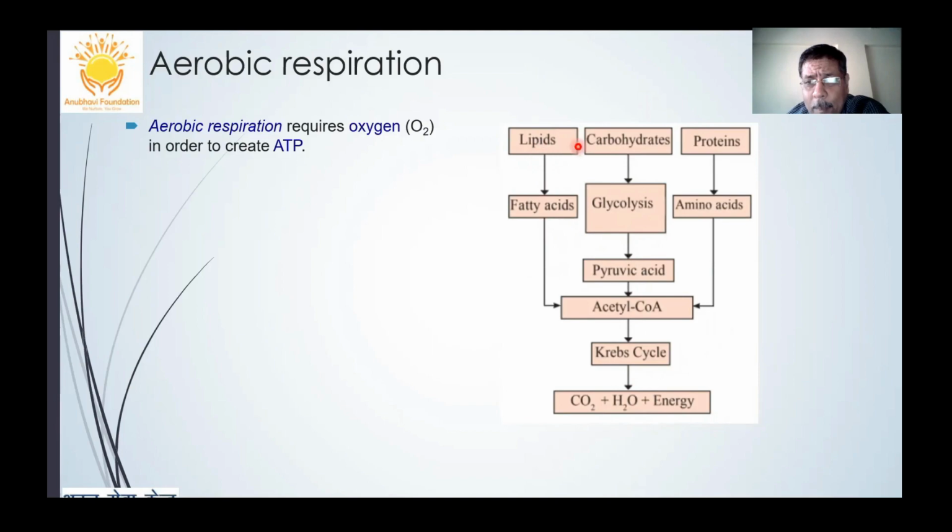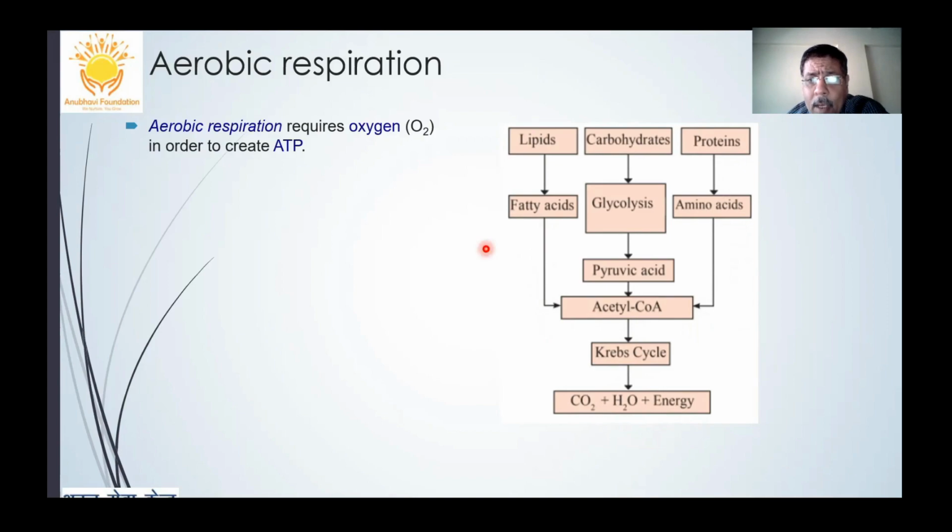If we take lipids, which are fats, they get converted to fatty acids, and they are directly converted to acetyl coenzyme A, which enters the Krebs cycle, and the same procedure occurs. If we are talking of proteins, proteins are broken down to form simpler amino acids, the simplest form of proteins, which get converted to acetyl coenzyme A and enter the Krebs cycle, and the steps follow the same way.